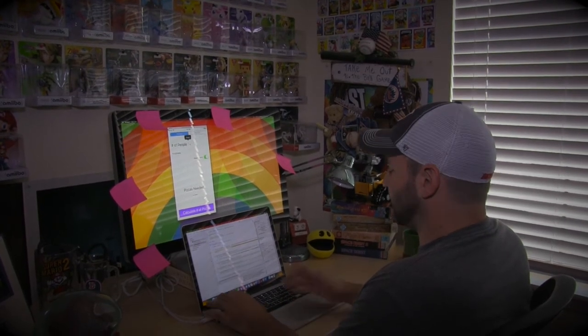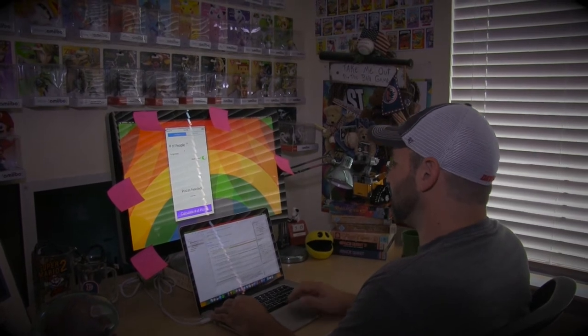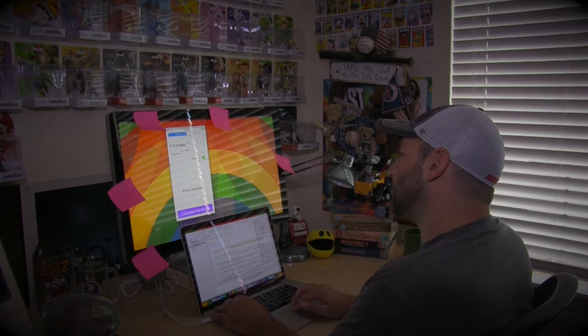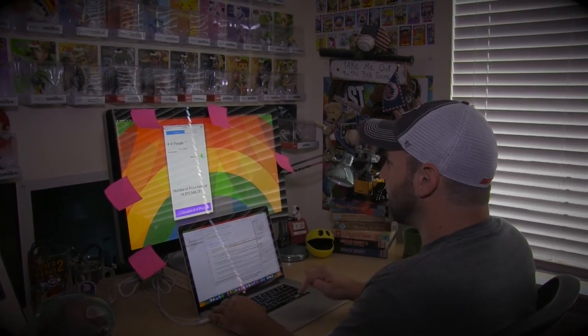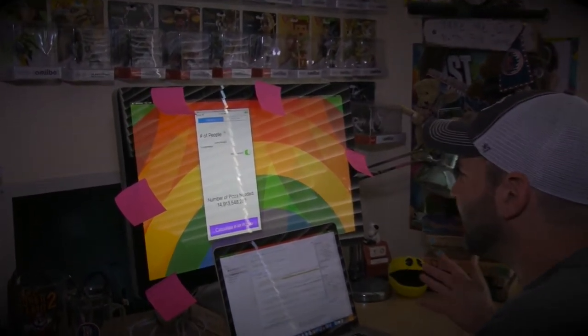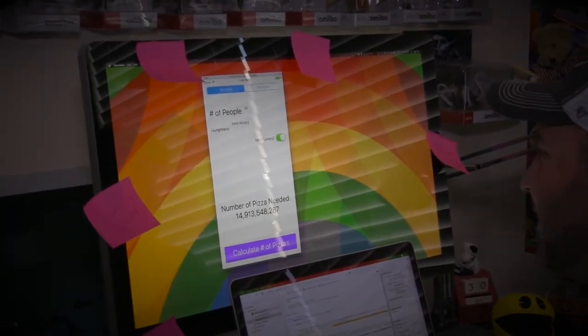Let's go here. Number of people, let's pretend it's 20. And hungriness is fairly hungry. I think that should give me a number that should be accurate. Let's calculate the number of pizzas. Whoa, 14.9 billion pizzas? Did I not carry the one right?